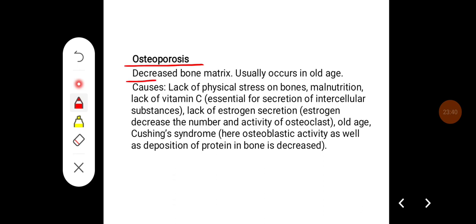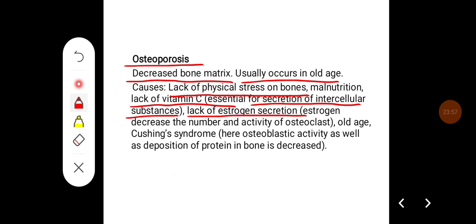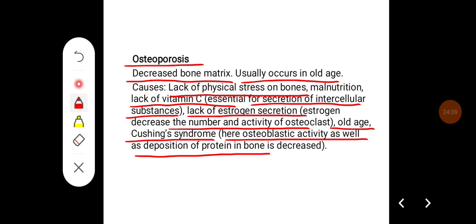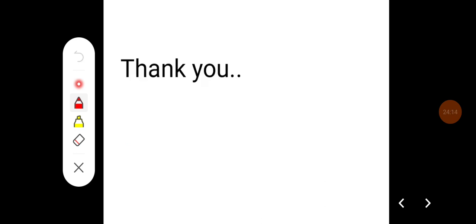Osteoporosis is decreased bone matrix, and usually it occurs in old age. Some of the causes of osteoporosis are lack of physical stress on the bones, malnutrition, lack of vitamin C, which is essential for secretion of intercellular substances, and lack of estrogen secretion. Estrogen decreases the number and activity of osteoclasts. In old age Cushing syndrome, the osteoblastic activity as well as deposition of protein in the bone is reduced. All these factors lead to osteoporosis.